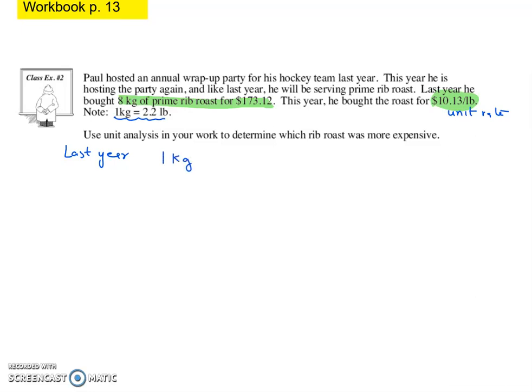1 kg is 2.2 pounds. And we had 8 kgs last year, so I'm going to find out how many pounds that represents. So again, cross multiplication, 1 times x is just x, and then 8 times 2.2 gives me 17.6 pounds. So 8 kgs is the same as 17.6 pounds.